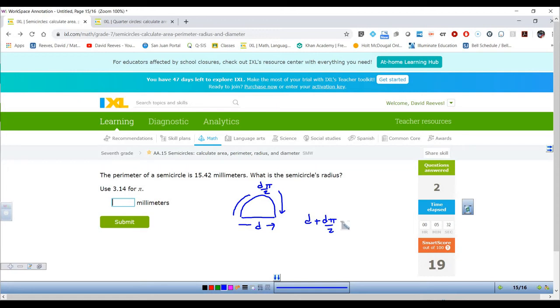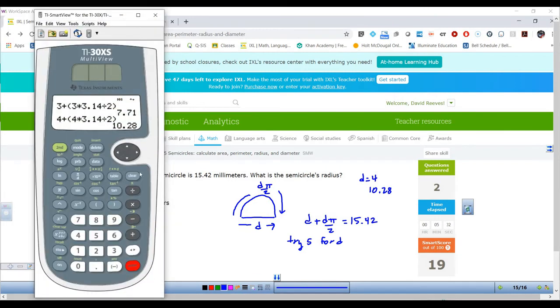Now we just did a problem where we got 10.28. Now we're saying it's 15.42. Do you remember we did a diameter of 4 and we got 10.28? I'm pretty sure it was 10.28. So how about we try a diameter of 5 and see what happens? So let's try 5 for D. Again, we could do this algebraically, but I would rather not have you do it that complicated here, because with this guess and check method, especially once we've done several problems, we're going to have a good idea of how it's going to work.